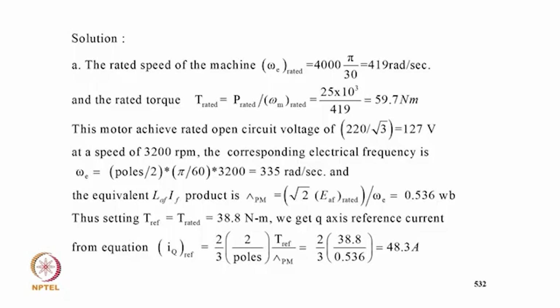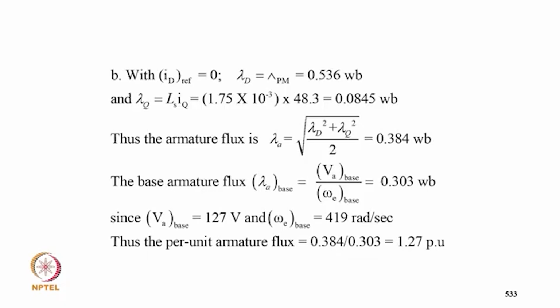So we get the Q axis current IQ equal to 2 by 3 T reference by P lambda PM, so it comes 48.3 ampere, and with ID equal to 0, lambda D equal to lambda PM, that is 0.536, so lambda Q equal to LS IQ comes 0.46, so the armature flux is under root lambda D square plus lambda Q square by 2, that is 0.38. The base armature flux is V base upon omega, that is 0.32. Since voltage is 127 and omega is 419, the per unit armature flux is 0.38 upon 0.32, that is 1.27 per unit.